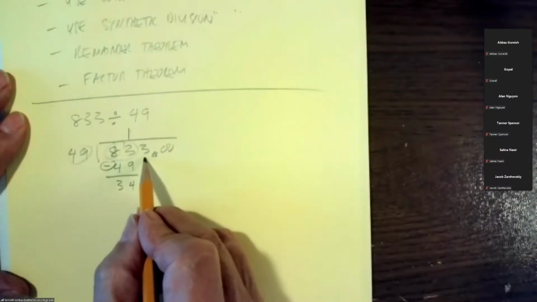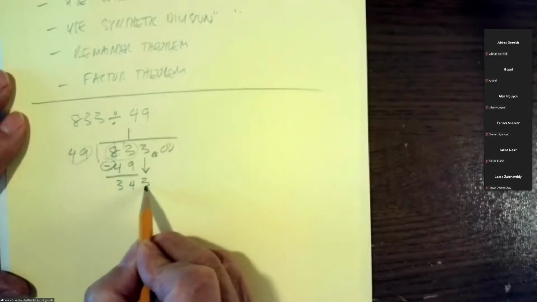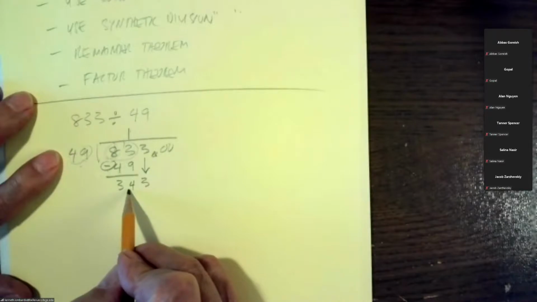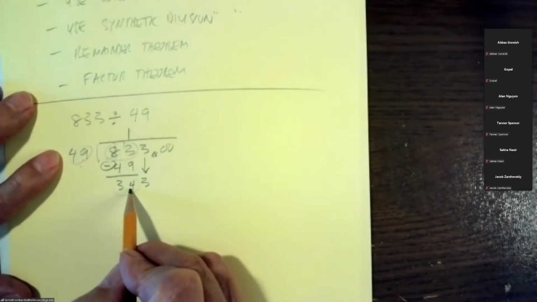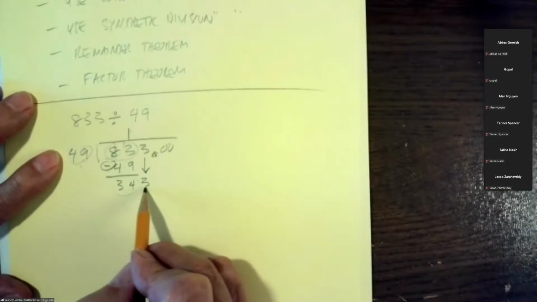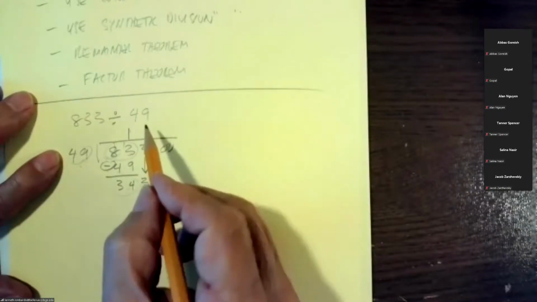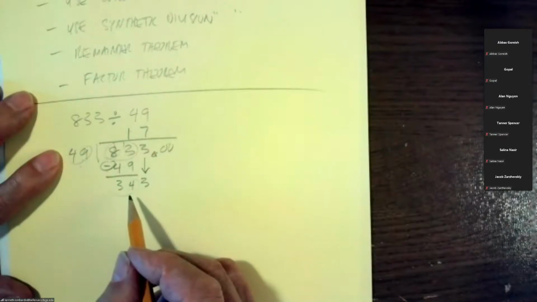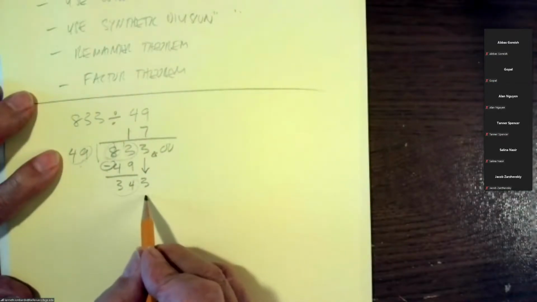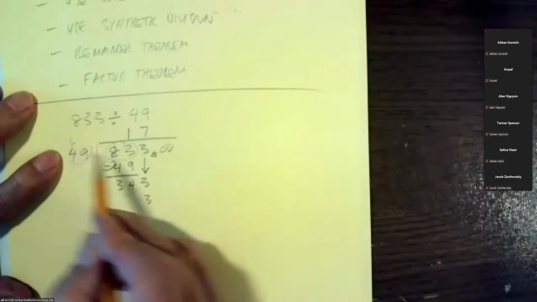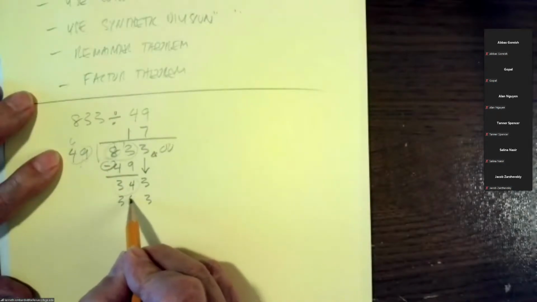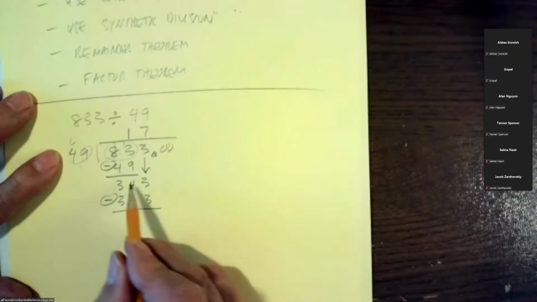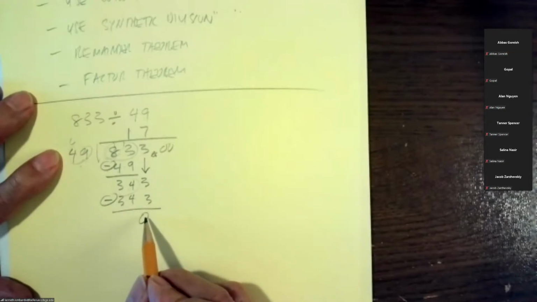And then the next step is bring down this 3, isn't it? And then repeat. 49 into 34. Well, 49 won't go into 34, but it'll go into 343. And it turns out it'll go in there 7 times. 7 times 9 is 63. Carry 6, 28, 6 is 34. And then subtract. 343 from 343 leaves a remainder of 0.